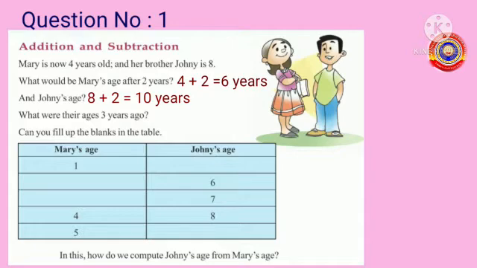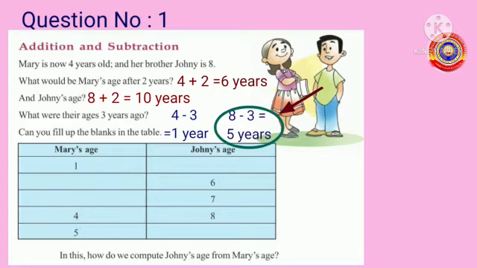Next question. What were their ages 3 years ago? That means we have to find out what were their ages 3 years before. Before 3 years, the age of Mary is equal to 4 minus 3, that is equal to 1 year. And Johnny's age? Now he is 8 years old. Before 3 years, his age is equal to 8 minus 3, that is equal to 5 years.